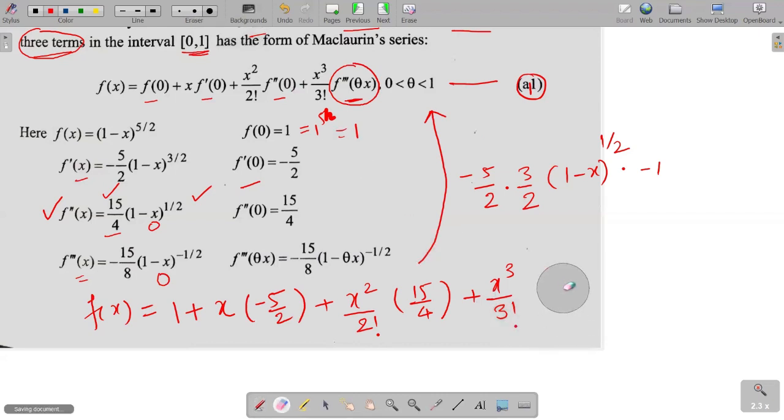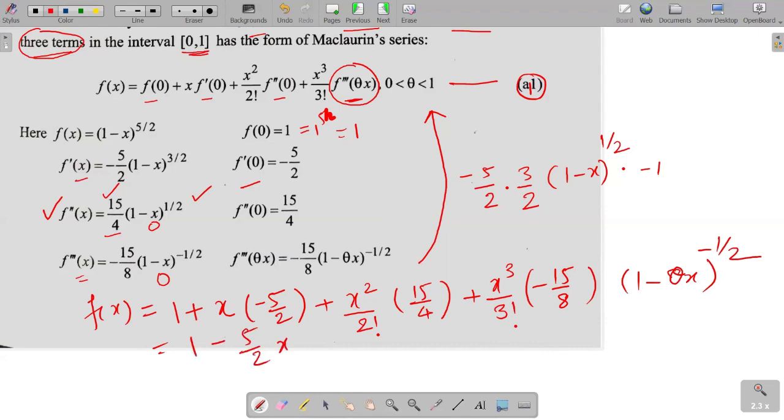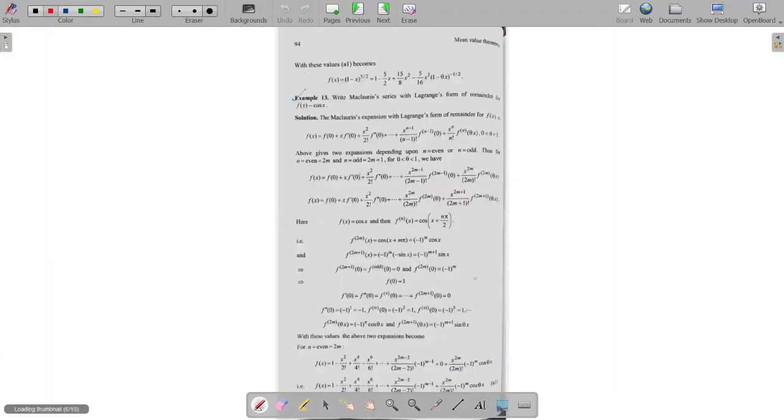Okay, x cube divided by 3 factorial into minus 15 divided by 8 into 1 minus theta x to the power minus half. So we get here 1 minus 5 by 2 x plus 15 divided by 2 factorial into 4 plus x cube divided by 8 into 3 factorial, 15 divided by 8, x cube divided by 3 factorial into 1 minus theta x to the power minus half. Okay. And from this, standardizing this, we get here this series.